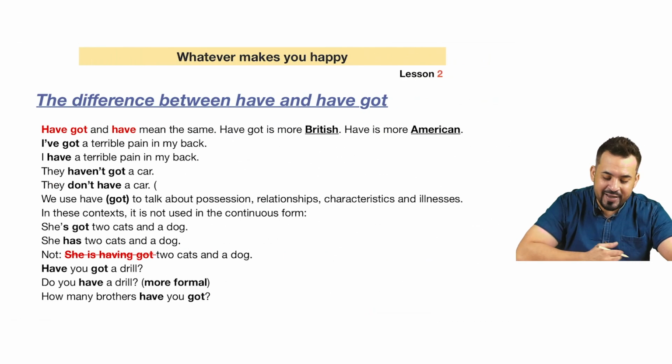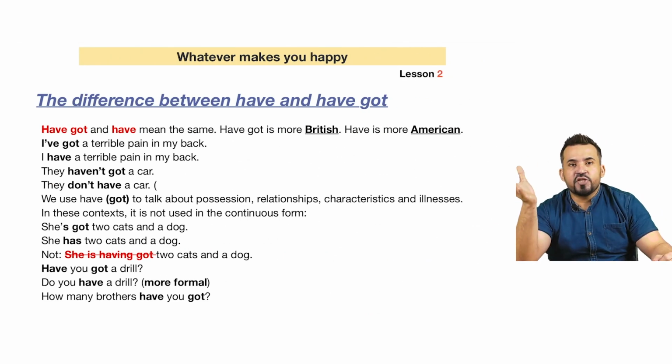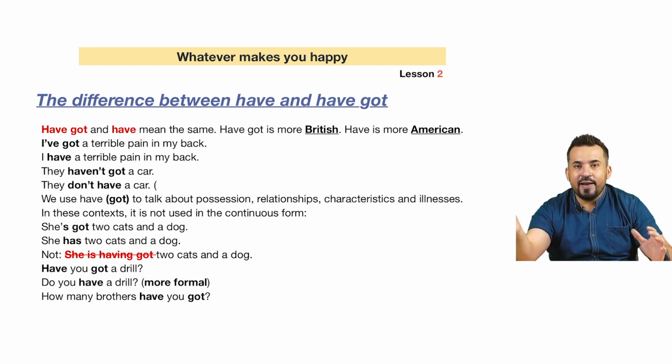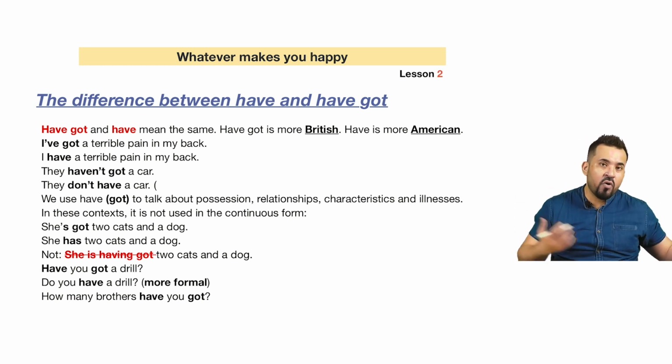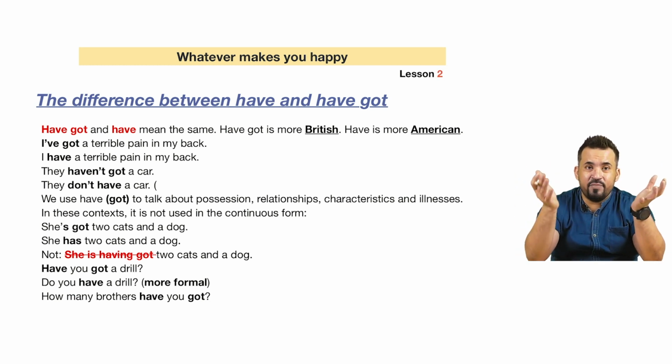Those are also stative verbs. Okay, so now let's talk about have got and have. Both mean the exact same thing. You can say, I have a sister, or I've got a sister. I have a car, or I've got a car. They both mean the same thing.